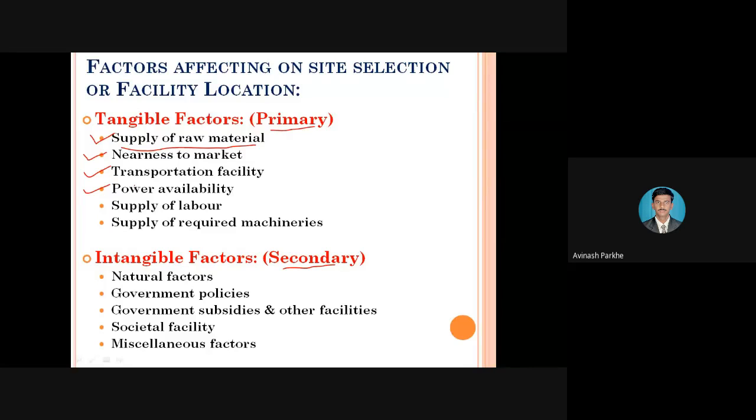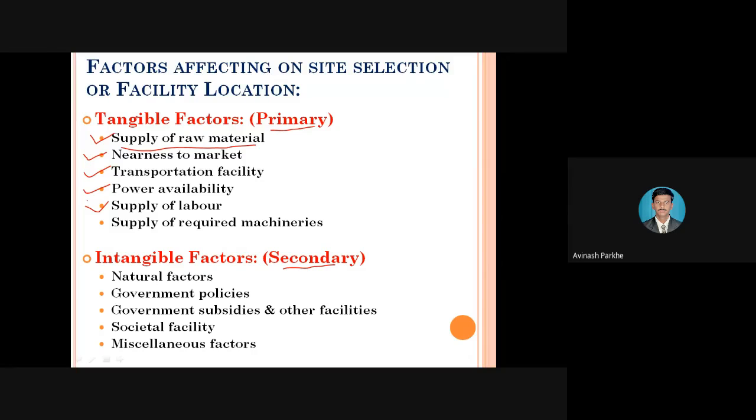Why? Because all the facilities are available in the MIDC areas, all types of transportation facilities are there, and 24 hours power supply is there. Therefore, this power availability plays a very important role under the tangible factor, as one primary source. Then next is the supply of labor. Labor is also considered under the tangible factor.